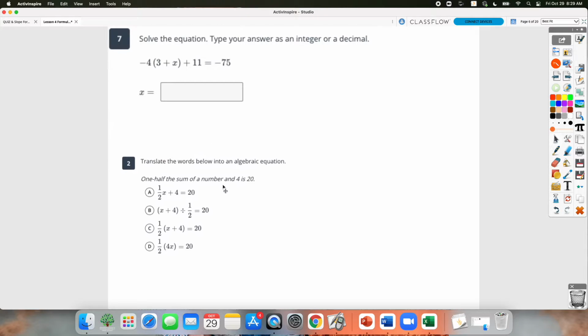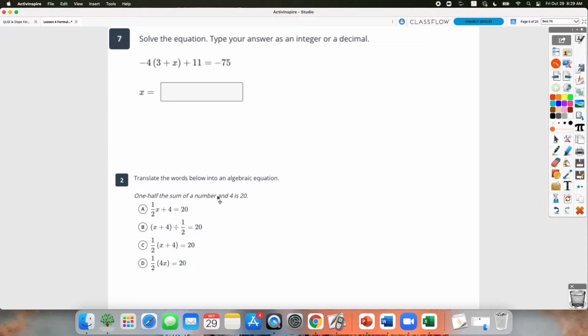So for number 7, we're solving that equation. First I need to simplify whatever I can. So I'm going to distribute that negative 4 to my parentheses. Negative 4 times 3 should have given me negative 12. Negative 4 times x should have given me negative 4x. Do I distribute that negative 4 to that 11? No, it only goes to what's in my parentheses. So my plus 11 I just bring down, and then equals negative 75.